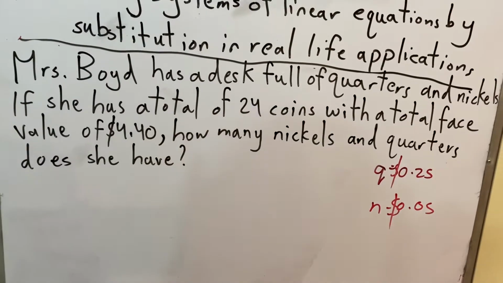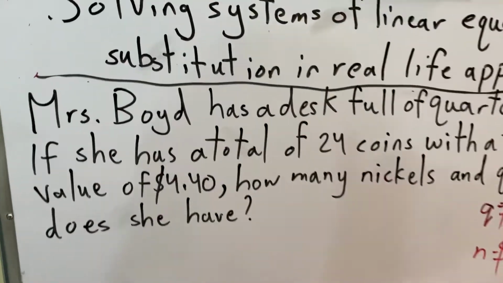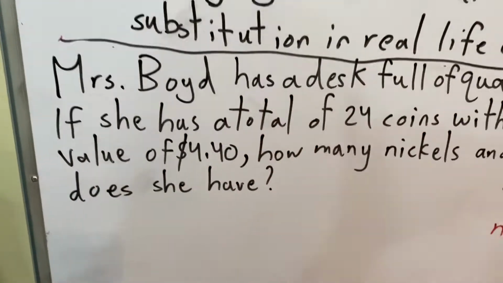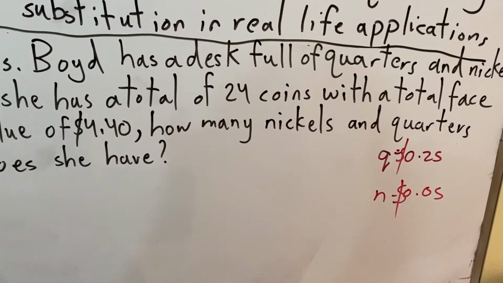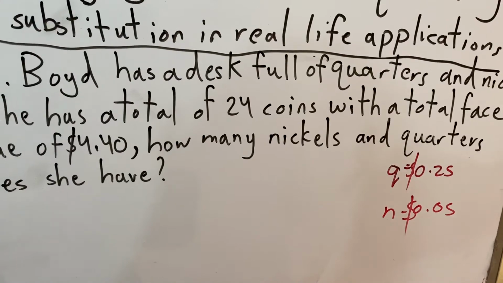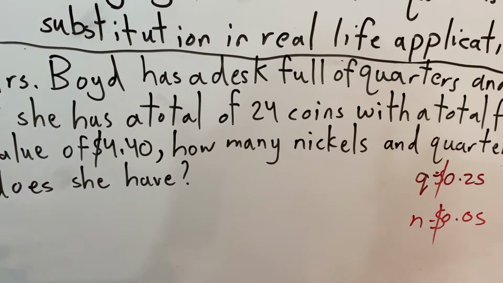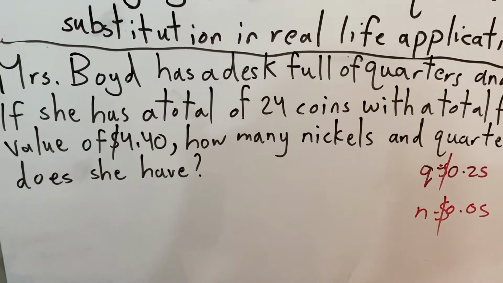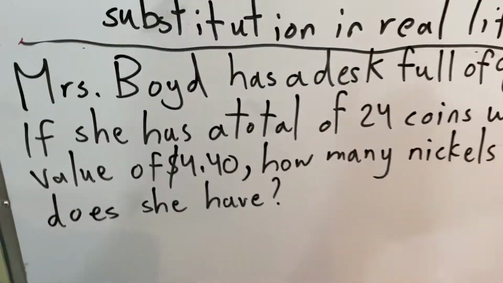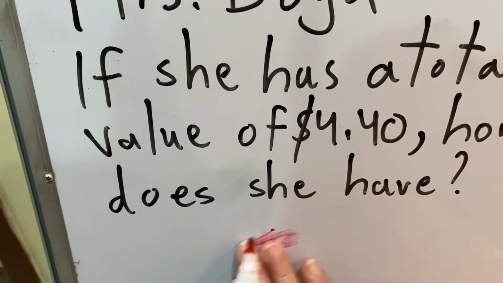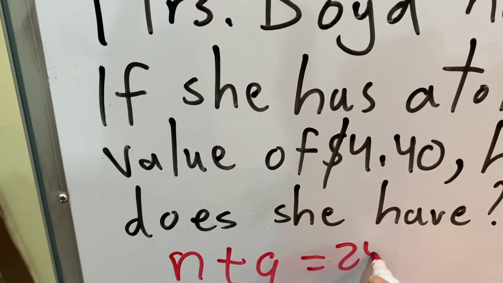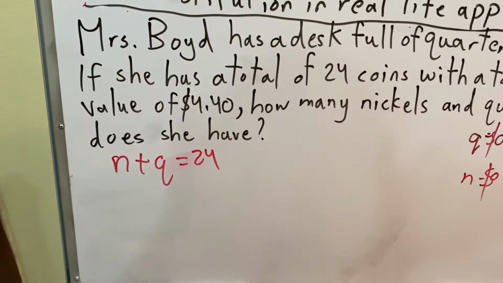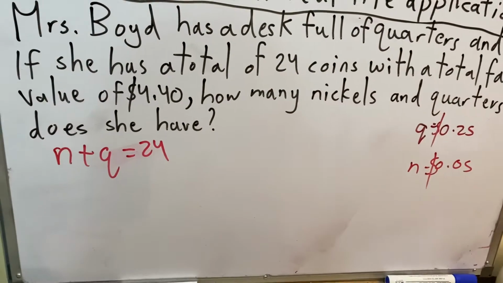So if I need now to write the equation, first I have to check. I have a total of 24 coins. I will call the quarters Q as we said before, and the nickels I will call N. So the total of quarters and nickels together, they are 24. So I will say that nickels plus quarters are equal to 24. This is the total amount of the nickels and the quarters.